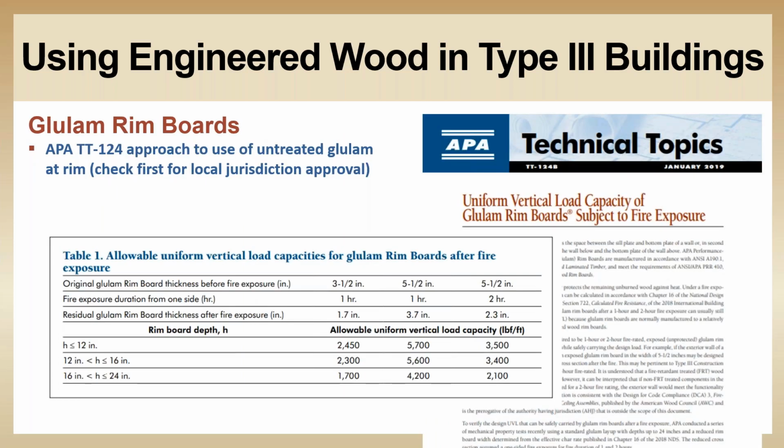So APA has a technical topic, TT124, on the approach to the use of untreated glulam as a rim. When wood is exposed to fire, the char layer protects the remaining unburned wood against heat. Under fire exposure up to 2 hours, the char depth of a glulam can be calculated, and the residual cross-section after a 1 or 2 hour fire exposure can still carry a significant uniform vertical load. In construction where the rim board is required to be 1 or 2 hour fire rated, unprotected glulam rim boards can achieve the intended fire rating and can safely carry the design load.